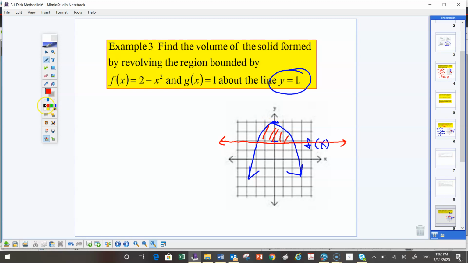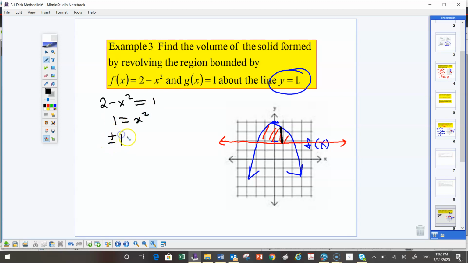If I wanted to draw a slice in that region, there would be my slice, and it doesn't matter where I draw my slice. That's my radius, and it is touching my axis of rotation. Had this slice been rotated around the x-axis, this would not be a disk method because my slice would not be touching my axis of rotation, but in this case it is. The first thing I need to do is find my intersection point. Just like we did with area, we can do this algebraically by equating our two functions. If I add the x squared over and subtract 1, I get x squared equals positive 1.